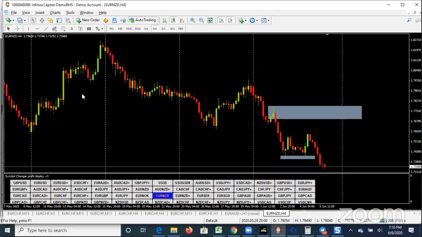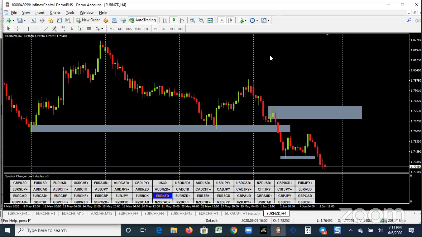I was actually anticipating that when EN returns to this zone, it was going to rally, right? But once it broke this zone downwards, I was bearish.